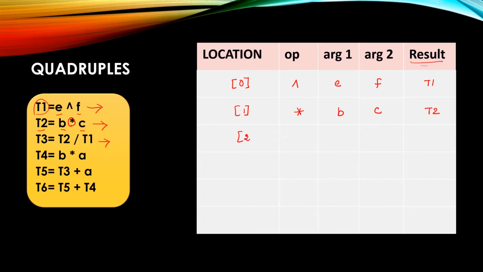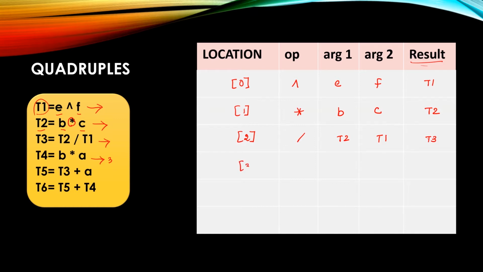Next, T3. So T3 will be stored in the location 2. So here what is the operator? Division is the operator. What is the first argument? T2 is the first argument. What is the second argument? T1 is the second argument. Where the result is stored? The result is stored in T3.